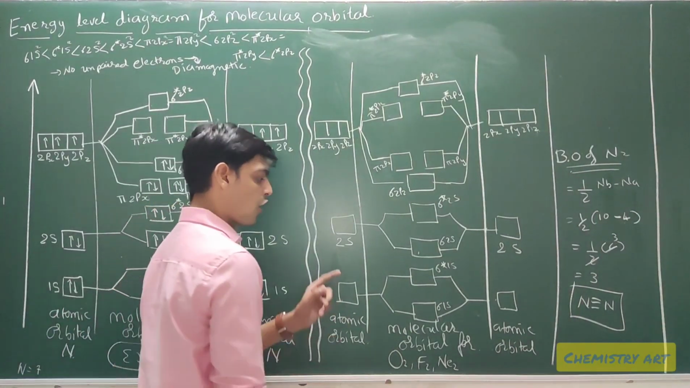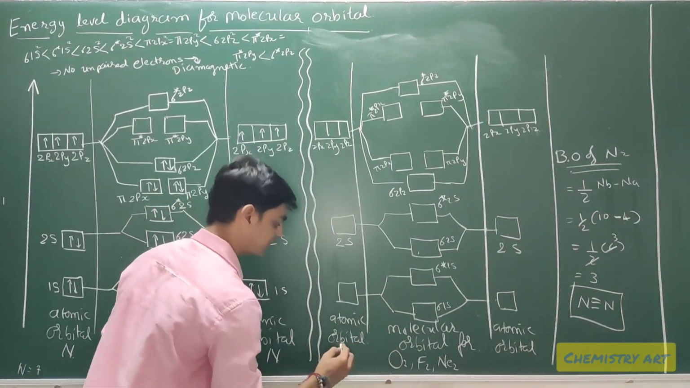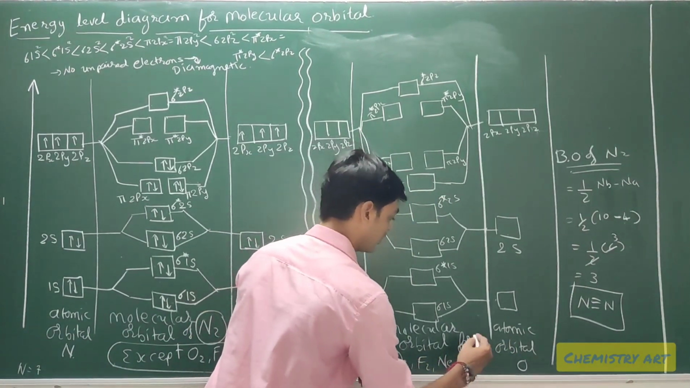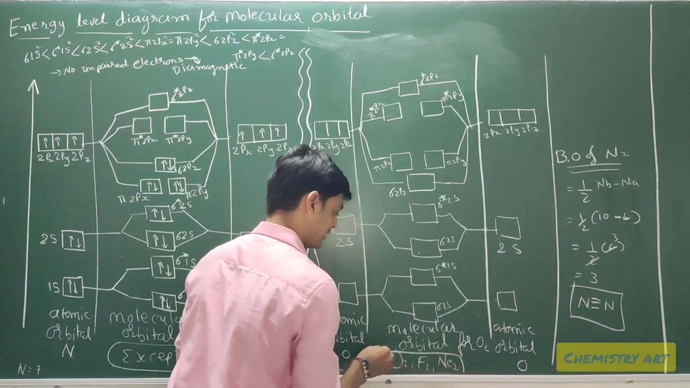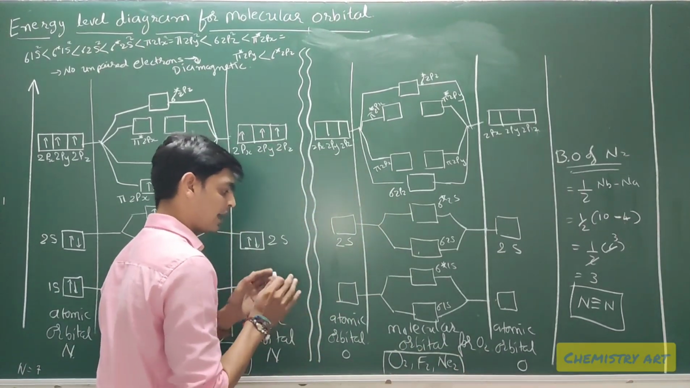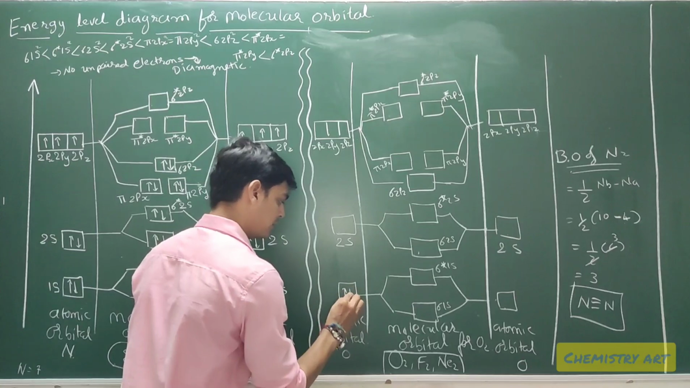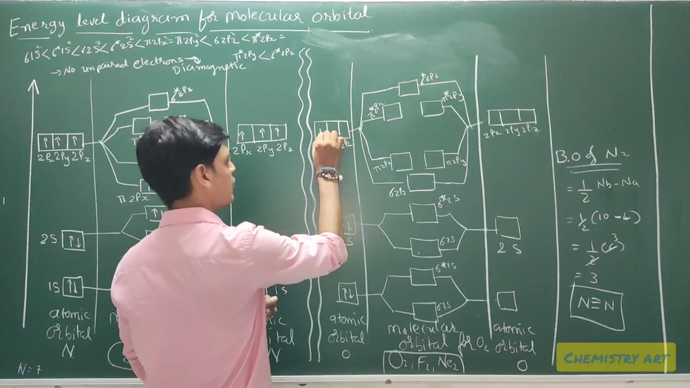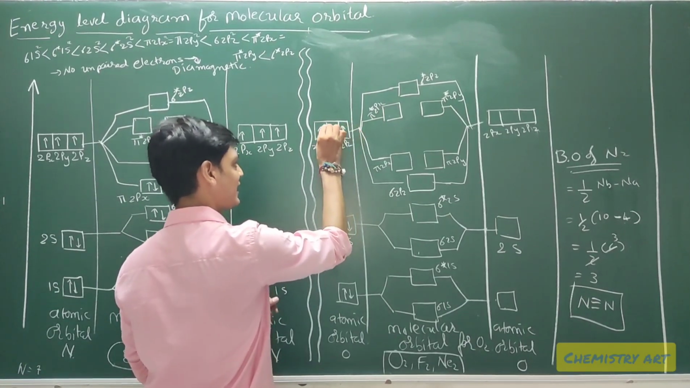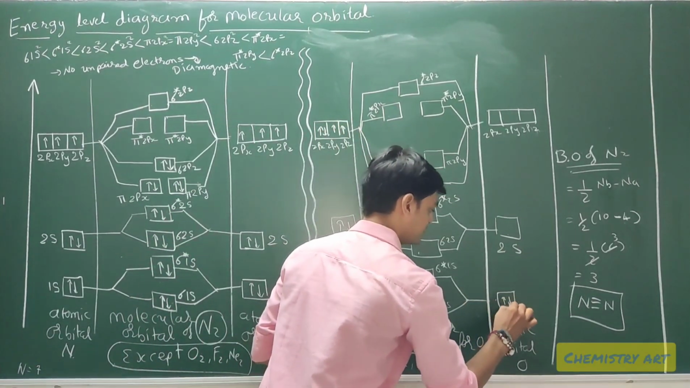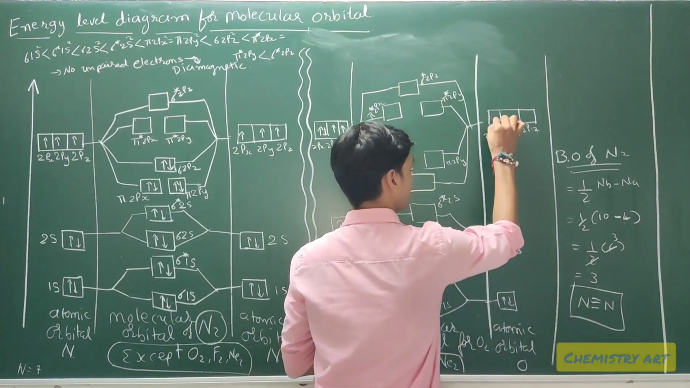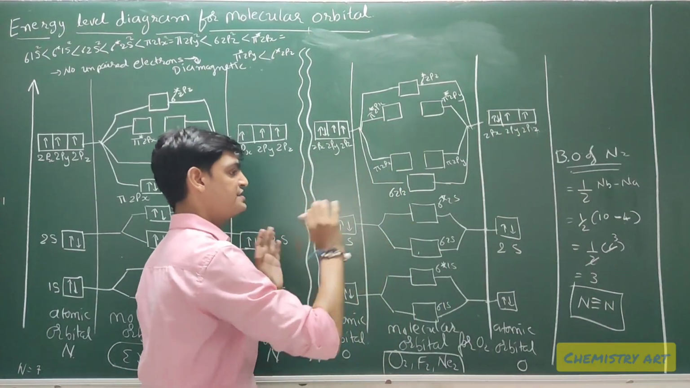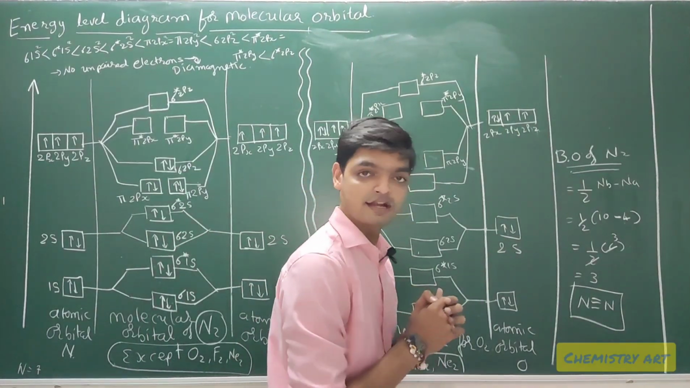Just like that, for oxygen, suppose we are taking the atomic orbitals of oxygen and the molecular orbitals for O2. Here I have to fill the molecular orbitals. How many electrons are there? 8 in each atom: 1 2 3 4 5 6 7, then 8. Total 8 and 8, total 16 electrons we have.